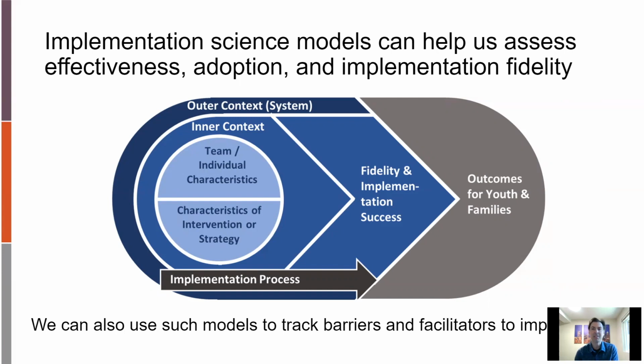Oftentimes, we're most interested in the far right part of this model, the outcomes. Here I say for youth and families, but this can be any population that we're working with. It can be adults, or any other group that we're ultimately trying to help support. But to get to those outcomes, and we have a variety of measures I'll talk about in the next slide to measure outcomes, before we get to that patient-client level, we need to actually implement something, right? So the next step to the left there would be fidelity and implementation, right? Fidelity and implementation success, we say here. So the quality of implementation, basically.